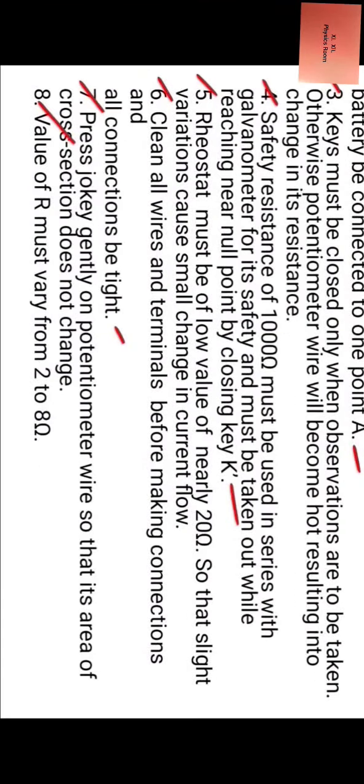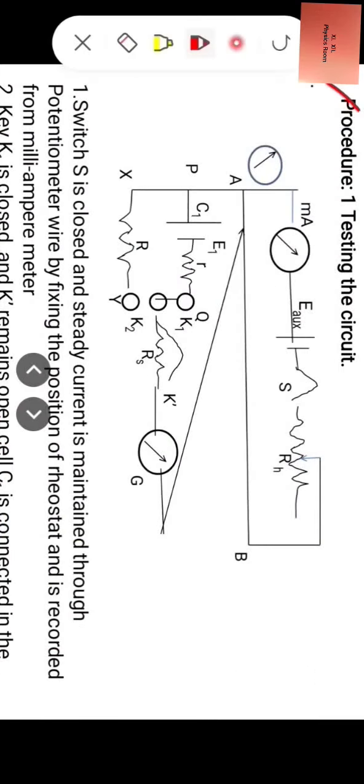Okay, so these are the precautions to be observed before starting with the experiment for measurement of internal resistance of primary cell. Now procedure, how we are to proceed for measurement of internal resistance. So look at the circuit diagram. First point is switch S is closed and steady current is maintained through potentiometer wire AB by fixing the position of rheostat and is recorded from milliampere meter.